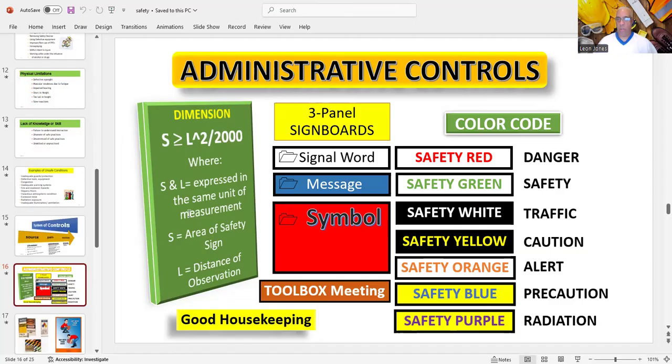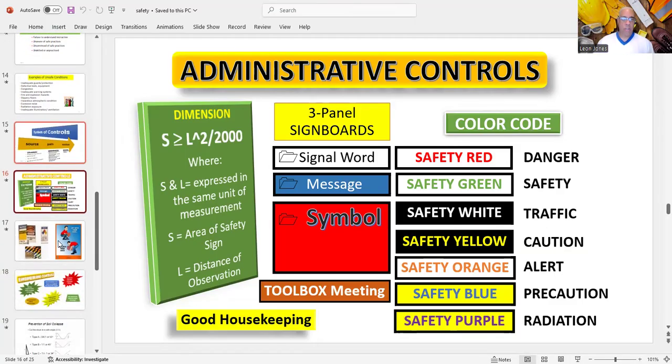Signs are color coded, and there's a reason. So when you have your safety and it's red, that should tell you something right there. It's dangerous. Your safety green, that's safe. Safety white, it's traffic. Safety yellow, caution. Safety orange, alert. Safety blue, precaution. And safety purple, it's radiation.